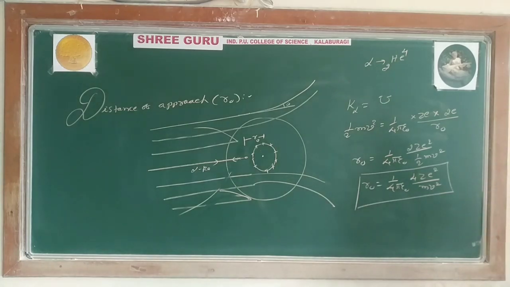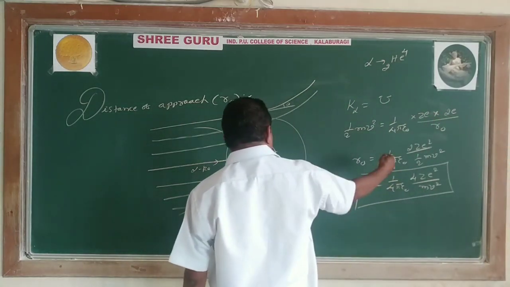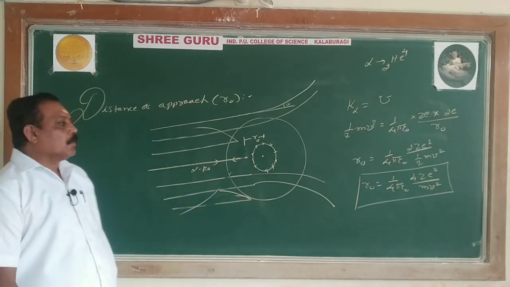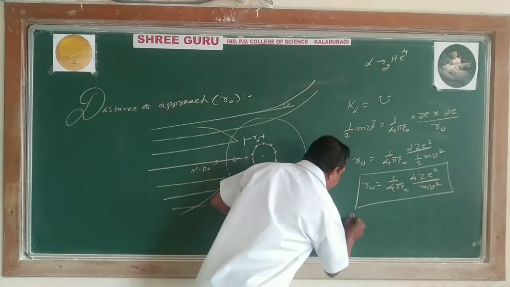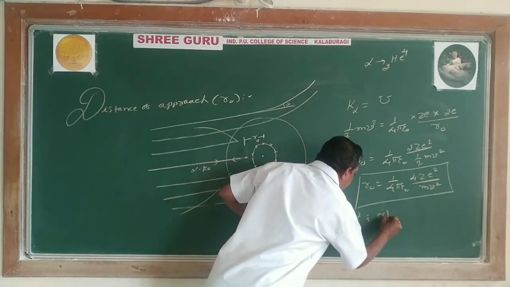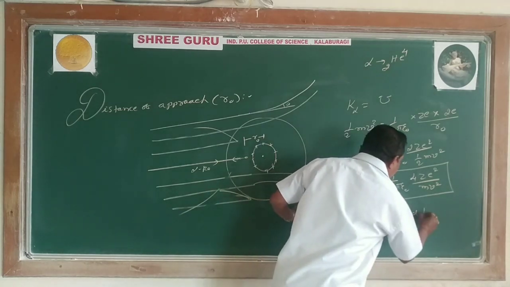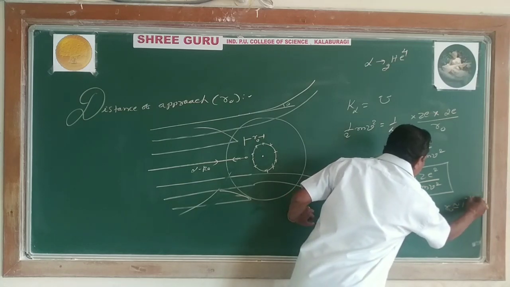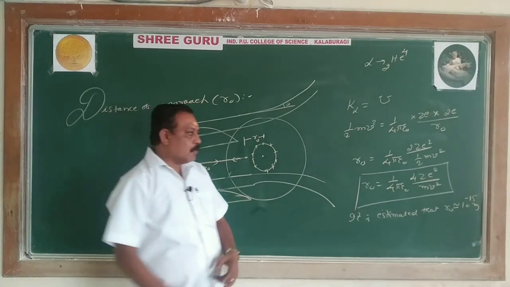By considering a certain element, if we take the hydrogen atom, we know Z, charge of the electron, mass of the electron, and the velocity. By knowing all the factors, it is estimated that R0 is nearly equal to 10 to the power of minus 15 meter. Sorry, 10 to the power of minus 14 meter.